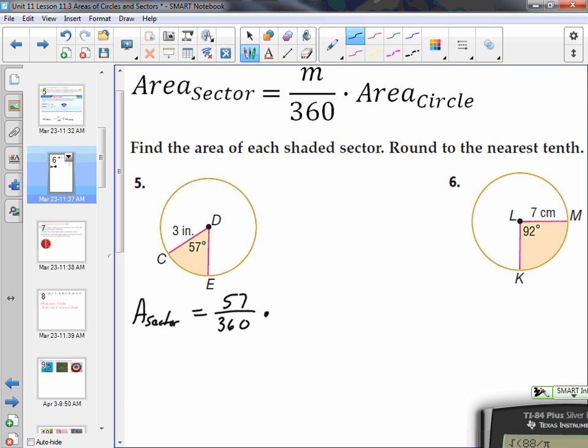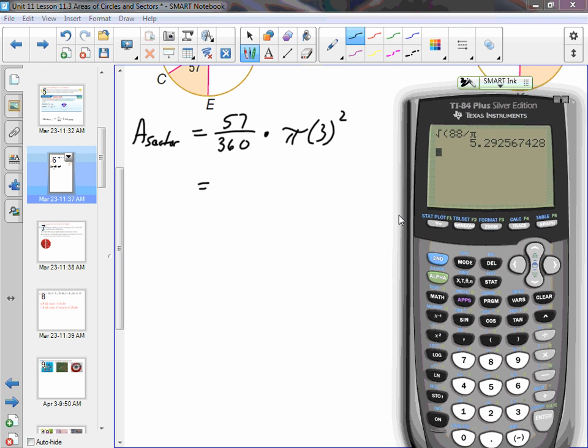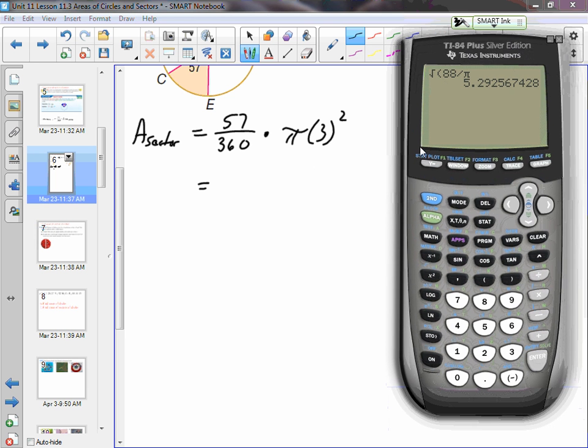Well, they give us the radius is 3, so the area of that circle is pi times 3 squared. Now, they tell us to round to the nearest tenth, but I want you to be able to get an exact answer first. So leave the pi alone for a minute, and let's get a fraction for multiplying 57 over 360 times 3 squared. And I know 3 squared is 9. So let's do parentheses 57 divided by 360, close the parentheses, times 9. And let's have our calculator give us that as a fraction.